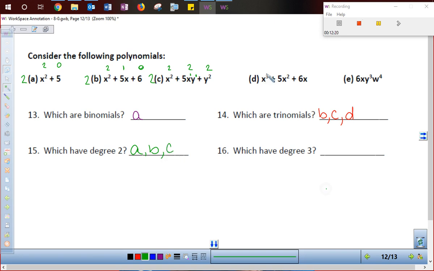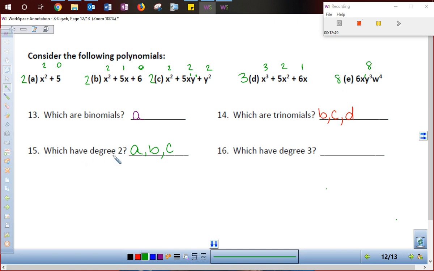On part D, x cubed has a degree of 3, 5x squared has a degree of 2, and 6x has a degree of 1. So the biggest of these degrees is 3, so the degree of part D is 3. Finally, on part E, we have a monomial, so I need to add all 3 of those exponents together. So x to the first, y to the third, w to the fourth. 1 plus 3 plus 4 gives me a degree of 8, so the degree of this monomial is 8.